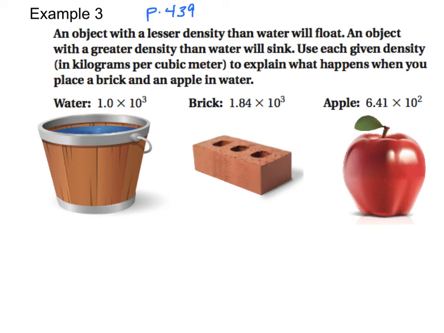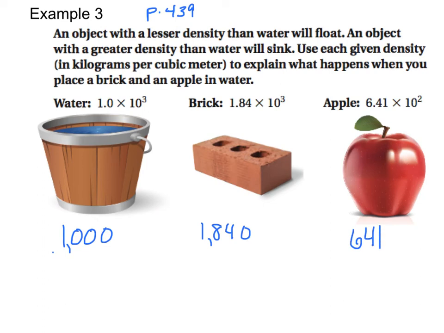So water, I'm going to take 1 times 10 to the 3rd. So I move the decimal over 3. That means water would be 1,000 kilograms per cubic meter. The brick, if I move my decimal over 3 spaces, would be 1,840 kilograms. And the apple, if I move it over 2, would be 641 kilograms.